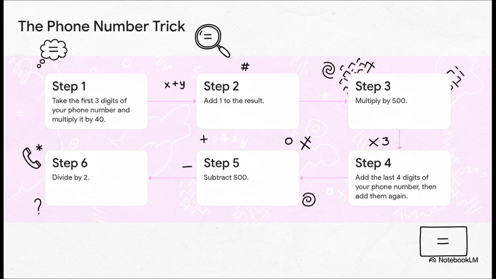Now, for step 4, a little different. I want you to add the last 4 digits of your phone number, and then add those same 4 digits again. Yep, twice. We're almost there. Step 5, subtract 500 from your total, and for the grand finale, step 6, divide that entire thing by 2.